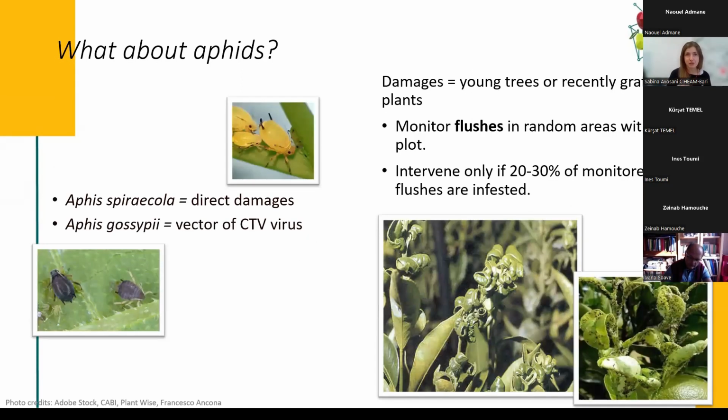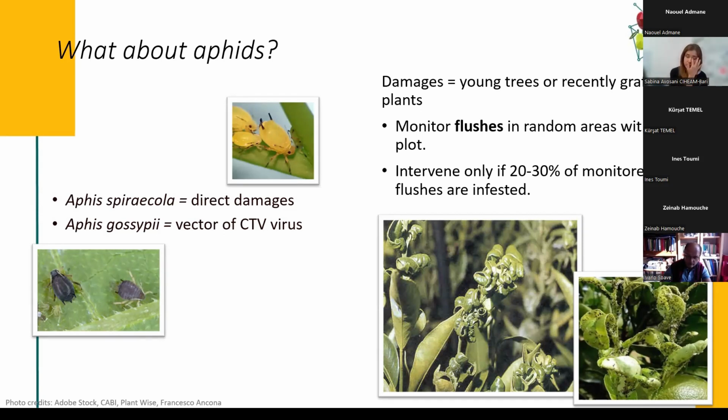Briefly, just a few words regarding aphids. We are lucky because in Europe we don't have such a huge problem with aphids vectoring diseases. We just have problems with Aphis spiraecola, which can cause direct damages, and Aphis gossypii, which can cause direct damages, of course, but it is also a vector of the citrus tristeza virus, although it's less efficient than other exotic species. The damages are usually observed only on young trees or recently grafted ones.